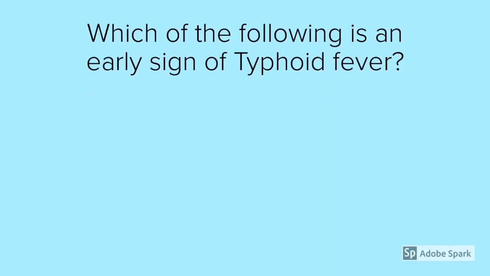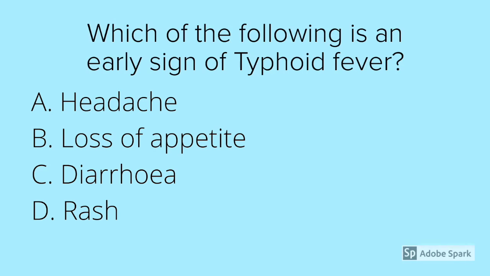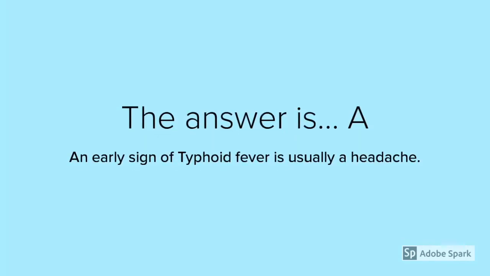Which of the following is an early sign of typhoid fever? A. Headache. B. Loss of appetite. C. Diarrhea. Or D. A rash. The answer is A. An early sign of typhoid fever is usually a headache.